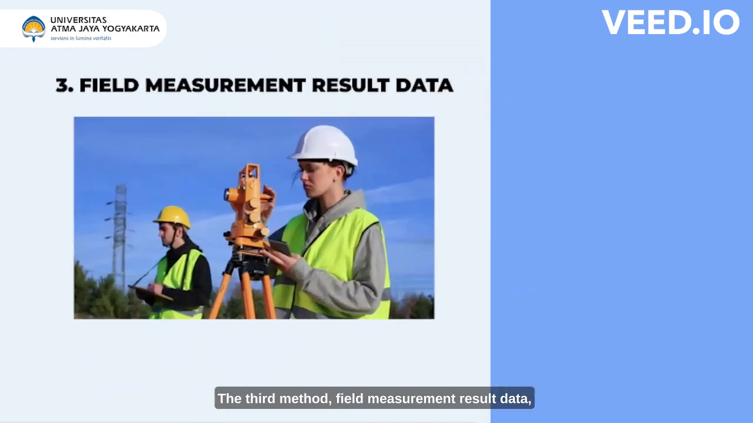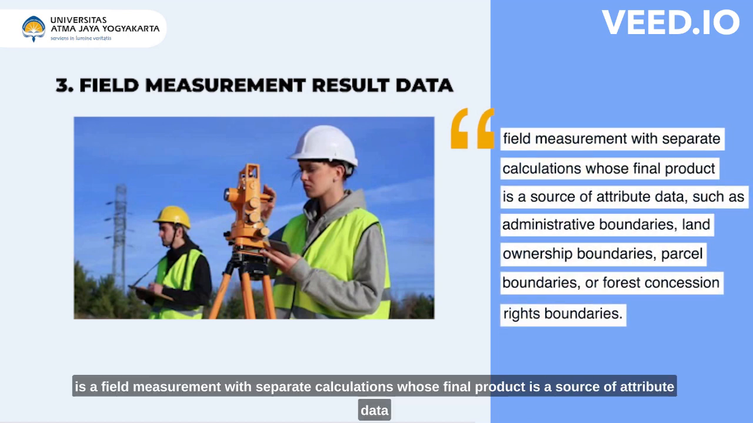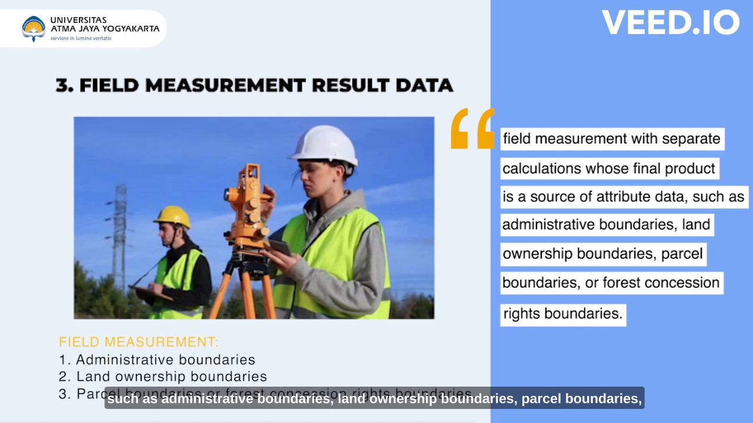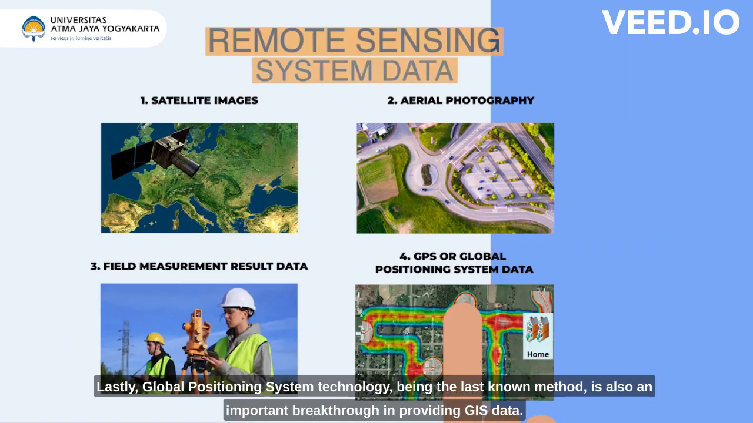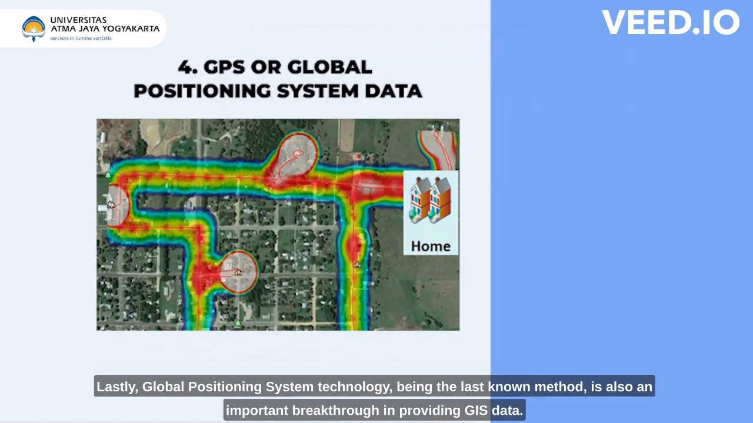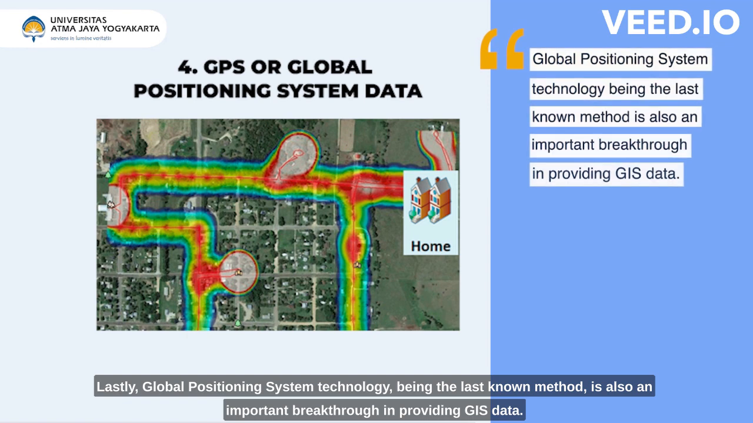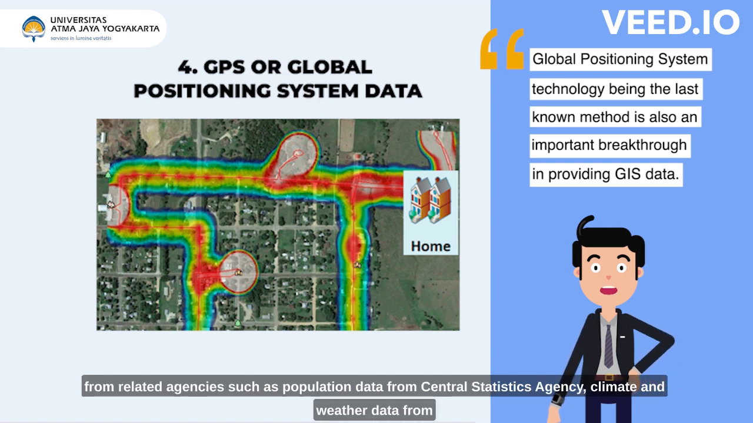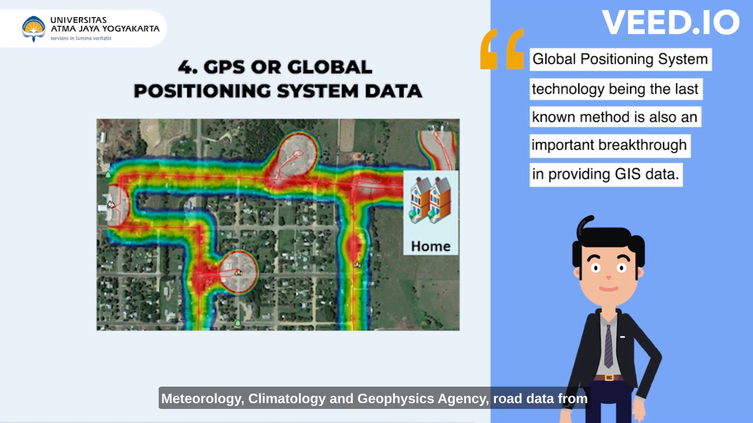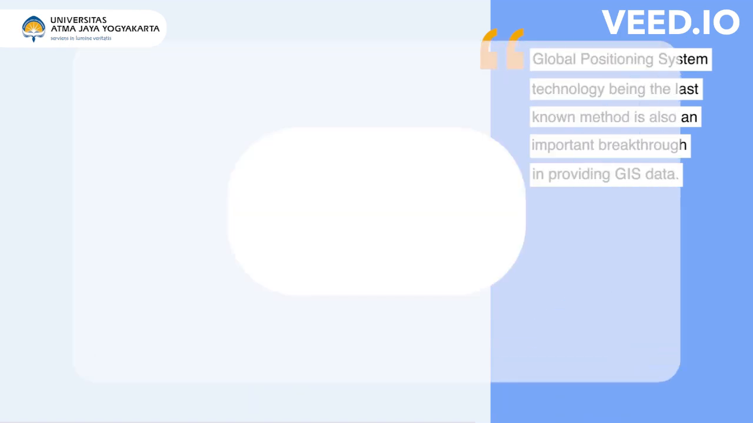The third method, field measurement result data, is a field measurement with separate calculations whose final product is a source of attribute data, such as administrative boundaries, land ownership boundaries, parcel boundaries, or forest concession rights boundaries. Lastly, global positioning system technology, being the last known method, is also an important breakthrough in providing GIS data. Meanwhile, for non-spatial data, the data sources that can be used can be secondary data from related agencies such as population data from Central Statistics Agency, climate and weather data from Meteorology, Climatology and Geophysics Agency, road data from Department of Public Works, and so on.